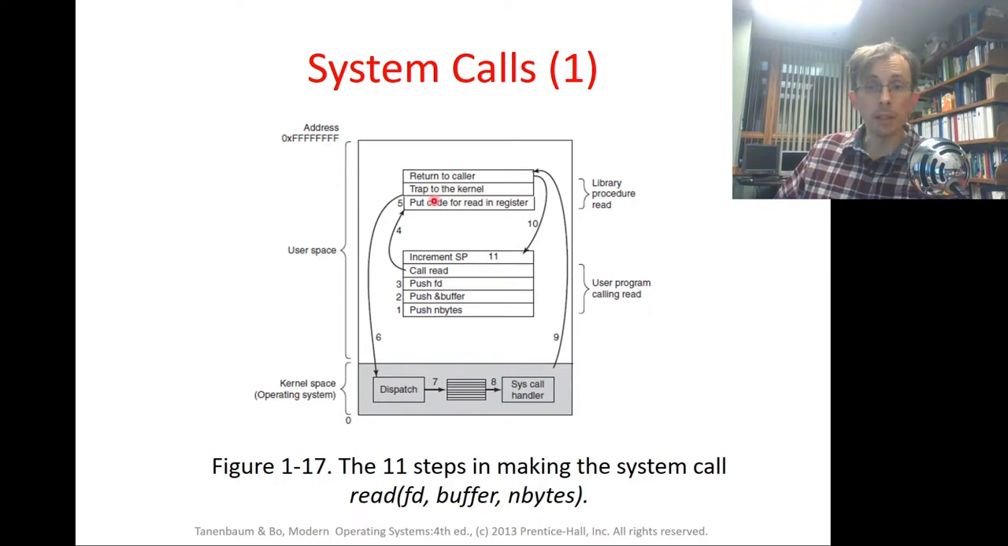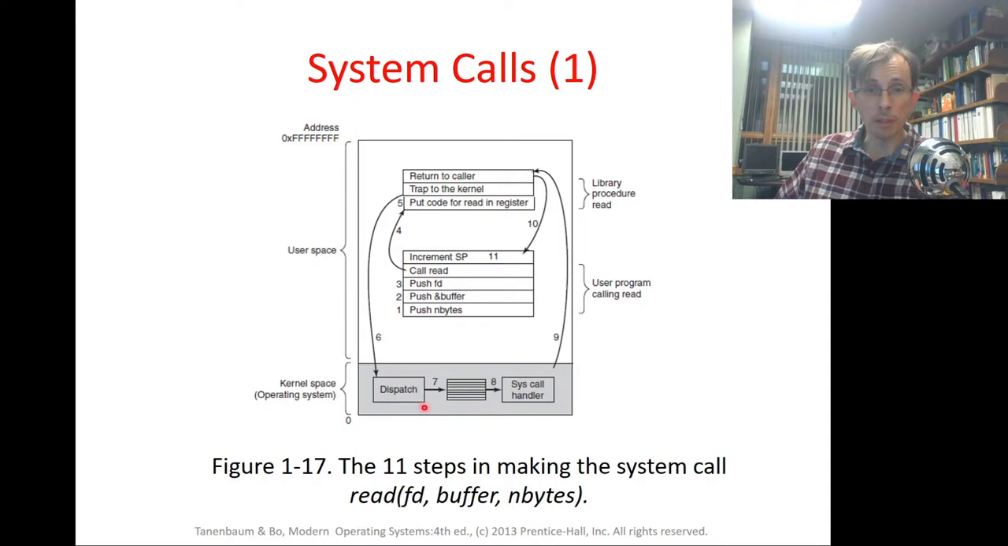And then at this point, the library procedure puts the system call number in a place where the operating system expects it, like a register or something, right? Here in step 5. And then in step 6, the trap is executed to switch you from user mode into kernel mode.